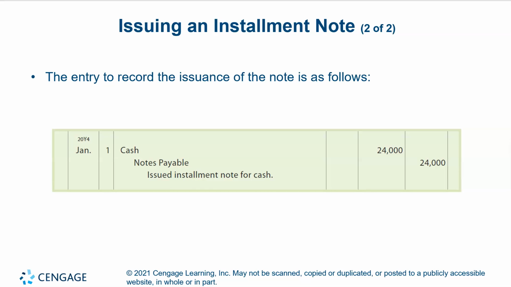All right, let's start at the very beginning. Issue the note. When we issue a note, that means that we get cash and we promise to pay it later. So we're going to increase our cash, we got $24,000, and increase our liability called notes payable.